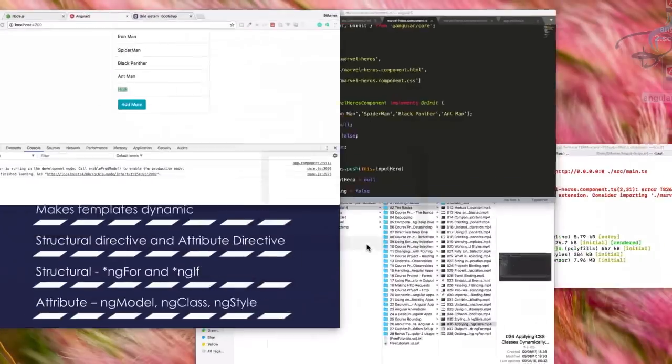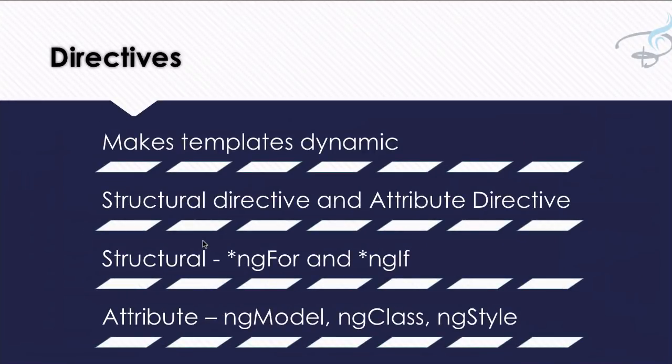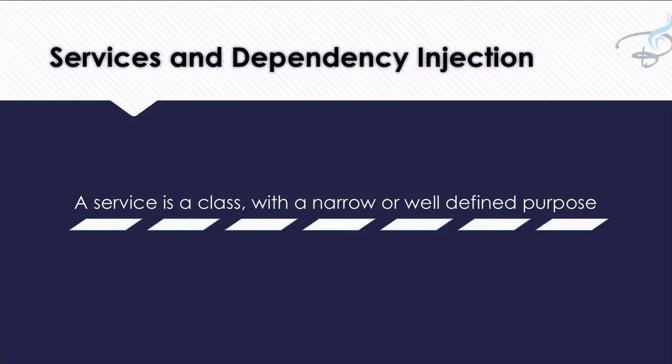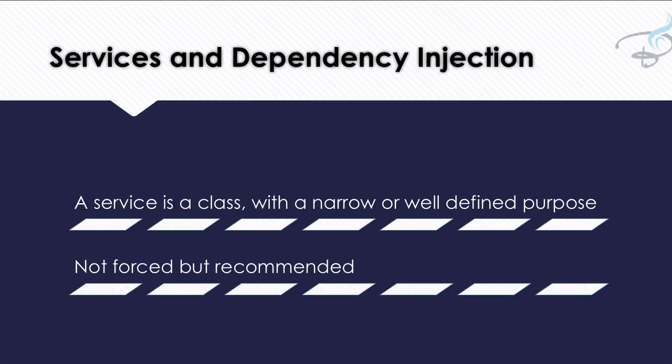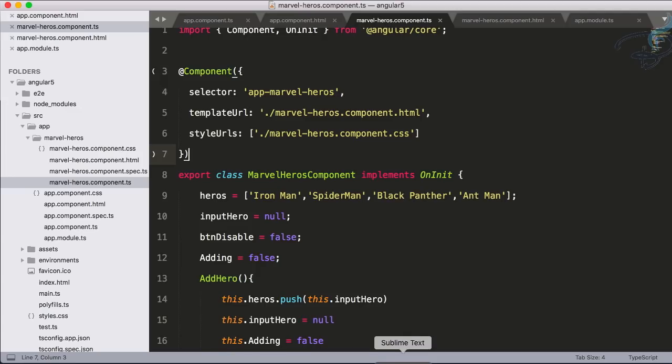So let's see the next part of the architecture. After directives we have services and dependency injection. What are services? A service is just a class with a narrow or well-defined purpose. It's not forced by Angular, but it's recommended by Angular so that your code is distributed and nice to handle and easy to read. How we create services and how dependency injection works, I will demonstrate rather than tell you.